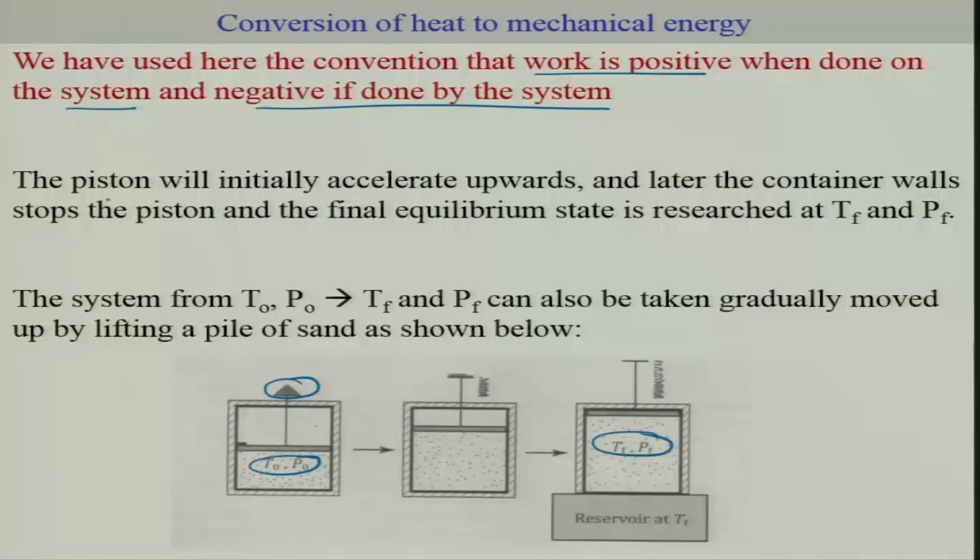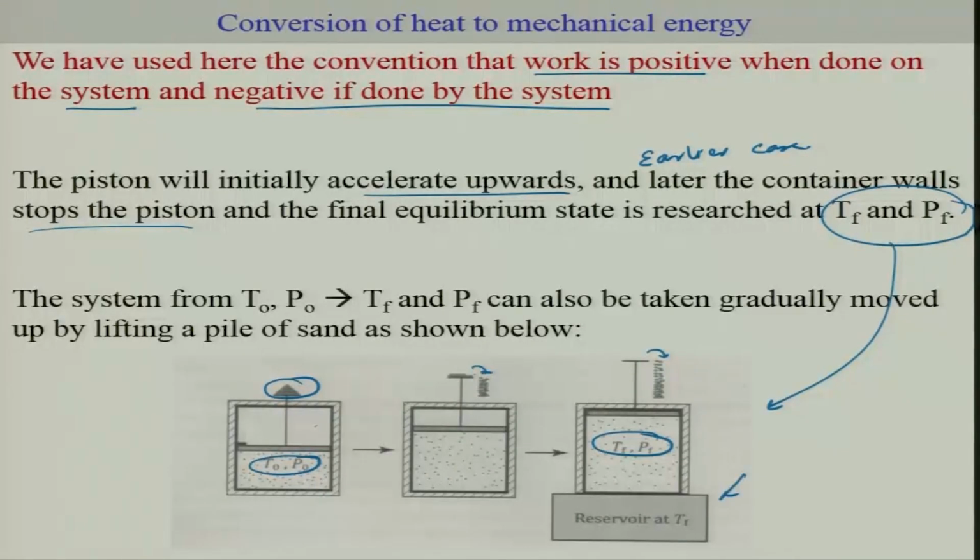So, the piston will initially accelerate upward, and later the container walls stop the piston, and the final equilibrium state will be this. This was our earlier example. Now, here what we have done is we put the sand here. Slowly the sand is also getting removed while this process is occurring. What we are trying to do is maintain the same temperature and pressure as we obtain here. When the process occurs slowly, we keep a reservoir at Tf at the end, so that the temperature is also maintained.